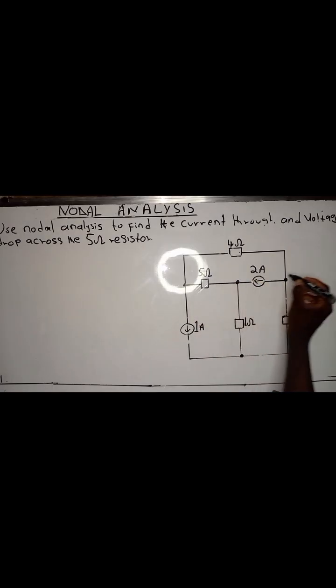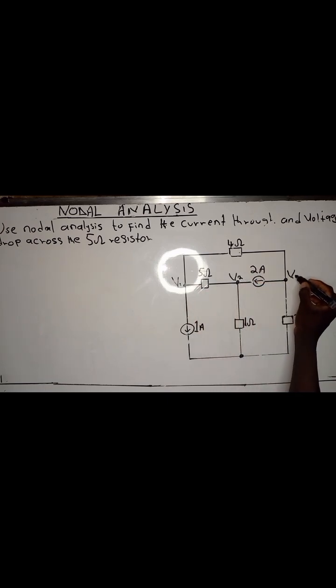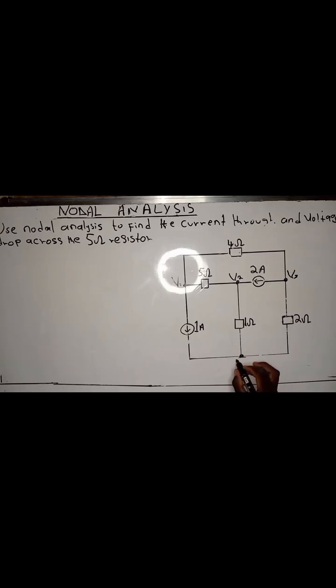Here we have nodes, here we have nodes. So how many nodes do we have? We have node 1, let's say V1, node 2, let's call it V2, and node 3, let's call it V3. Also, here is the ground, which is known as 0.